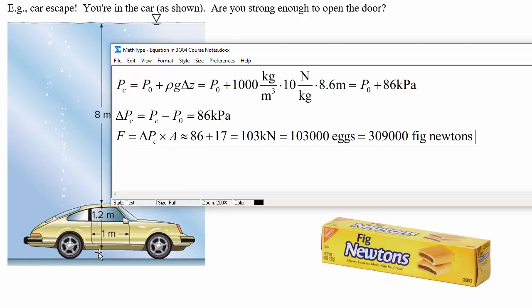Fig Newtons. Yeah, okay, so that is a lot of Fig Newtons. I don't think we are strong enough.